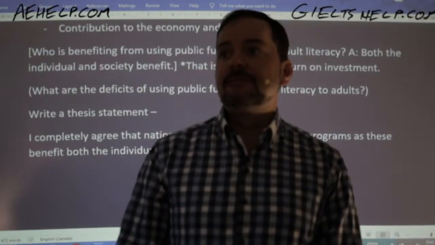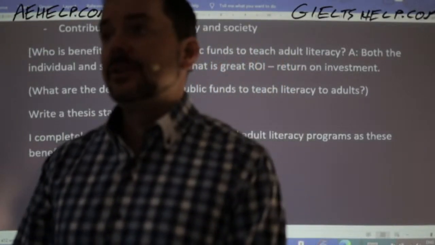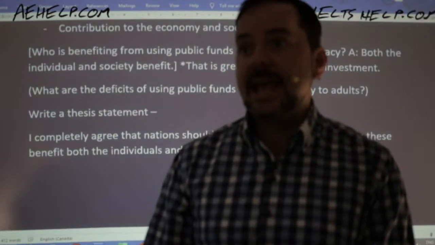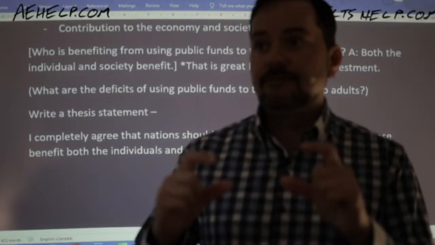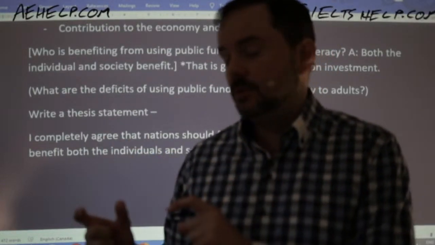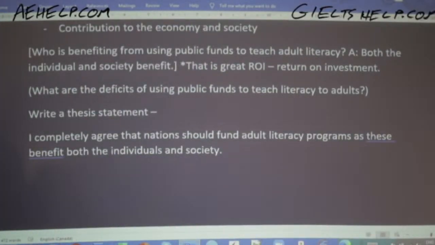Okay, Devon says, I fully support the idea of providing funding for educating illiterate adults as it's beneficial for the person and the community. Okay, Devon, good. Just near the end there, for the person and the community. Okay, so good. That's your thesis statement.